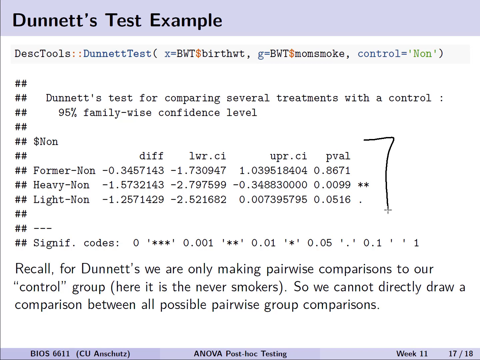For example, we see if we set never smoker as our comparison group, we have different results than before, and even though our light and never smoker comparison is not quite below that threshold, it is closer than in any of the other examples. And again, that's because we're only doing three instead of all six possible pairwise comparisons. Here we can still note, though, that heavy and never smokers are statistically different based on our estimate with the Dunnett's test procedure.